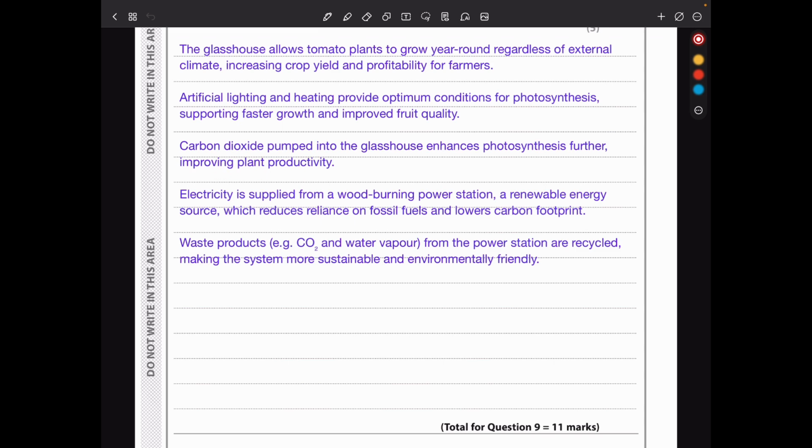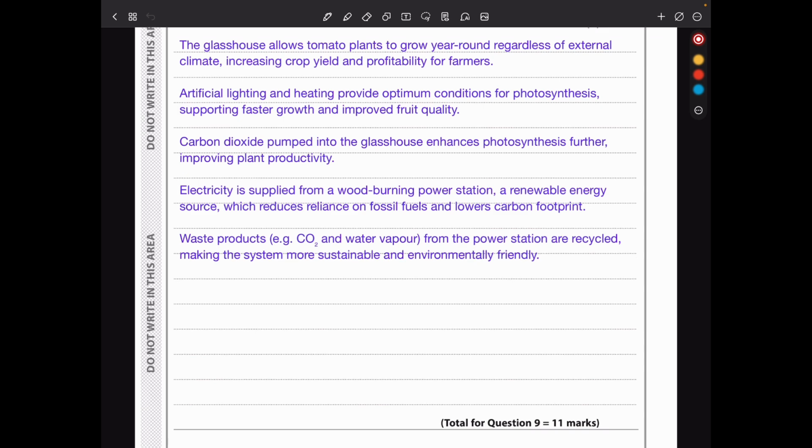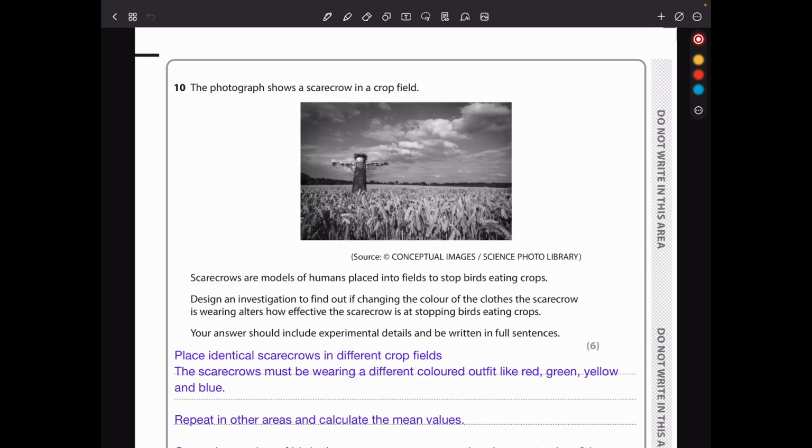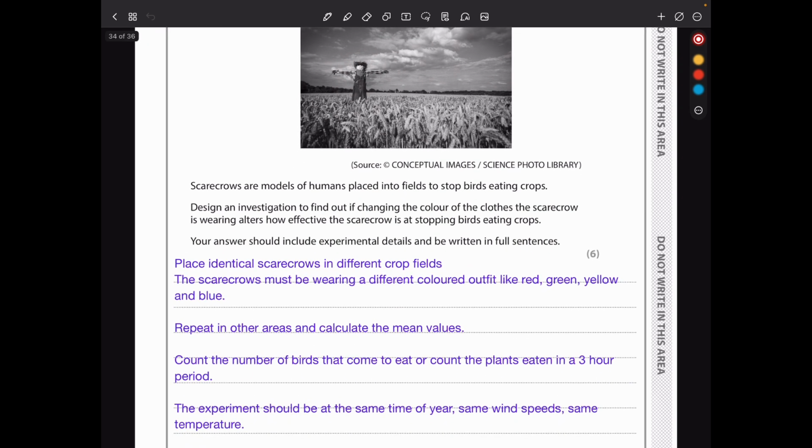Electricity is supplied from a wood-burning power station, a renewable energy source which reduces reliance on fossil fuels and lowers carbon footprint. Waste products like carbon dioxide and water from the power station are recycled, making the system more sustainable and environmentally friendly. In question 10, the photograph shows a scarecrow in a crop field. We can see the scarecrow. They say scarecrows are models of humans placed into fields to stop birds from eating crops.